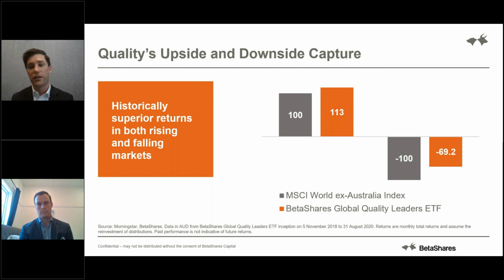To look at the reverse scenario, when MSCI World falls by 100 basis points, QLTY has only borne the first 69 basis points of that drawdown. And this is that flight to quality phenomenon that we obviously hear about. We saw this in February, March of this year when QLTY only bore a fraction of the broader market drawdown.